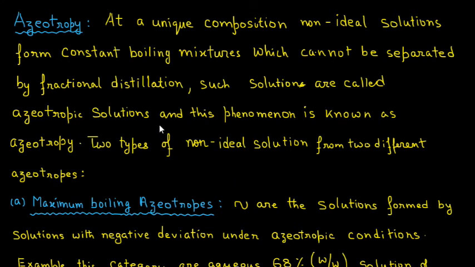So we have to understand what is azeotropy. At a unique composition, non-ideal solutions form constant boiling mixtures which cannot be separated by fractional distillation. Such solutions are called azeotropic solutions, and this phenomenon is known as azeotropy. So there are two types of non-ideal solutions that form two different azeotropes.